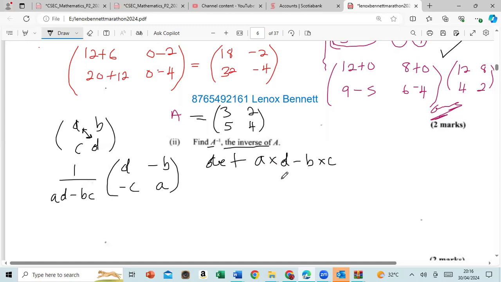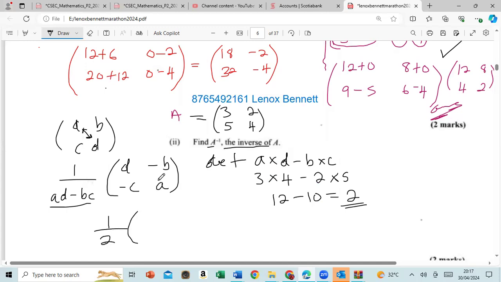Now to find the determinant, we just multiply A times D and we minus BC. And that's it basically. So in this case, A will be 3. So it's 3 times 4, minus 2 times 5. And this will work out to what? 12 minus 10, so long and short of it, this works out to 2. This represents AD minus BC. So we just drop it in the form you want. So that'll be 1 over 2.